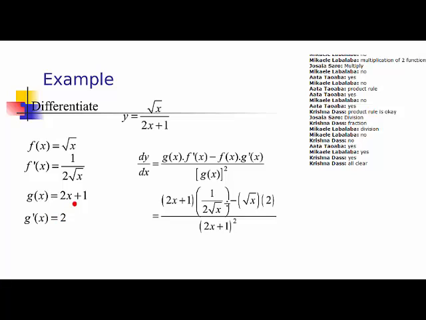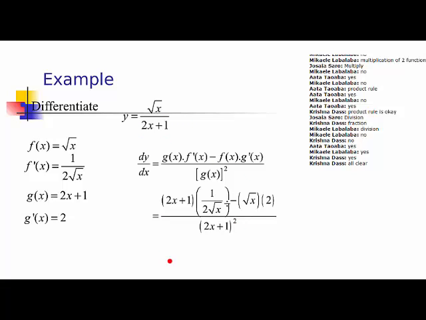Now, once that is done, the only thing that you need to remember is the formula, which is gx times f dash of x minus fx times g dash of x, divided by gx squared. So what is my gx? 2x plus 1, which will come here. My f dash of x is 1 divided by 2 root of x. Then we have a minus here. And fx is root of x. Then g dash of x, as it's been written here, is 2. Then we divide the entire thing by the square of 2x plus 1.